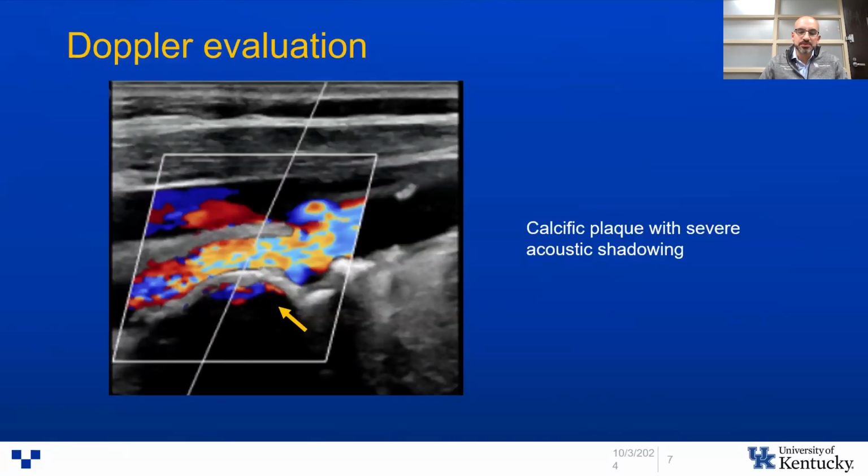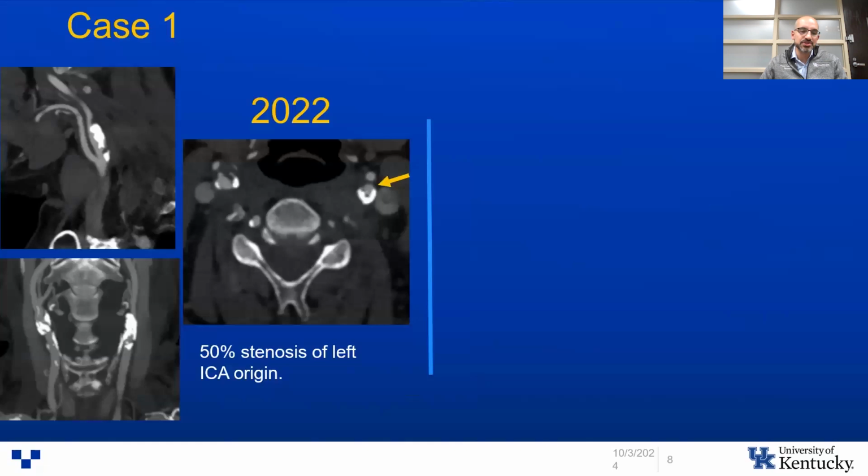Because she was presenting with so many symptoms, she presented to her primary care physician, who ordered a bilateral carotid ultrasound. We see the picture here. There is severe acoustic shadowing and a calcific plaque that was seen. Based on these images, she was then sent to vascular surgery, who got CTA imaging done.